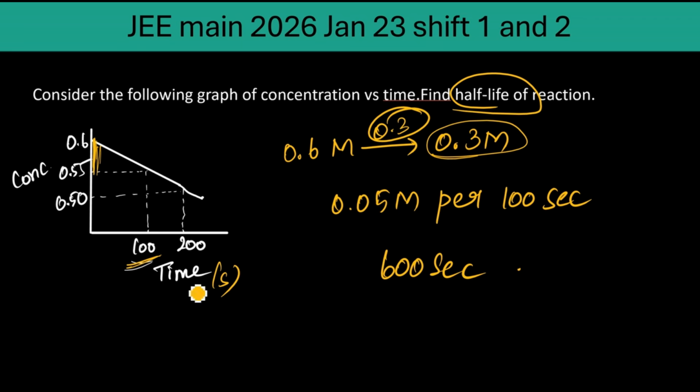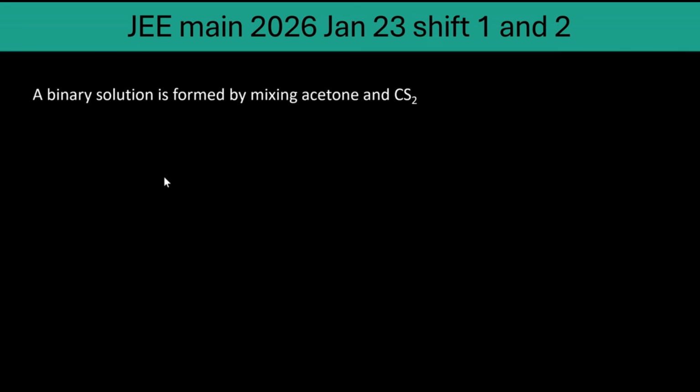600 seconds. Binary solution formed by mixing of acetone. So how will that deviation happen? Acetone with CS2, both are volatile liquids. With acetone and CS2, there is no clear positive or negative deviation, but slightly it can show positive deviation, I guess. It's nearly an ideal solution, but slightly it can show a positive deviation. So choose the graph according to that.